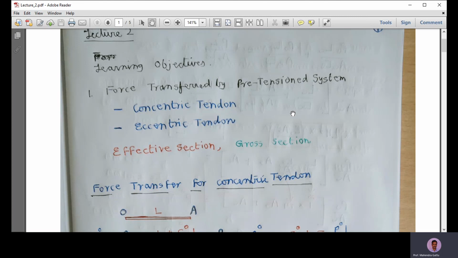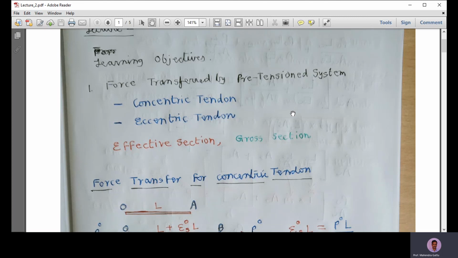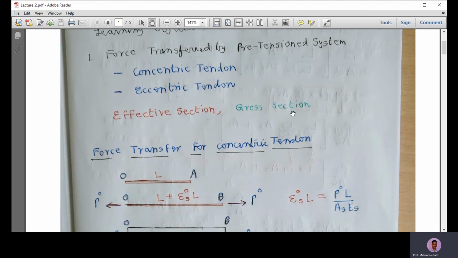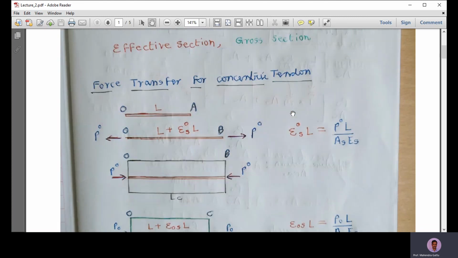The first system we'll analyze is the concentric tendon. In this tendon, the bar is located at the center of gravity of the cross section. The second one is the eccentric tendon. Here the bar has a little eccentricity with respect to the center of gravity of the concrete area. As a result, there will be some bending moment produced, and we'll analyze it maybe in the next class. I'll also introduce the concept of effective section and gross section during the analysis. So let's begin with the force transfer for the concentric tendon.